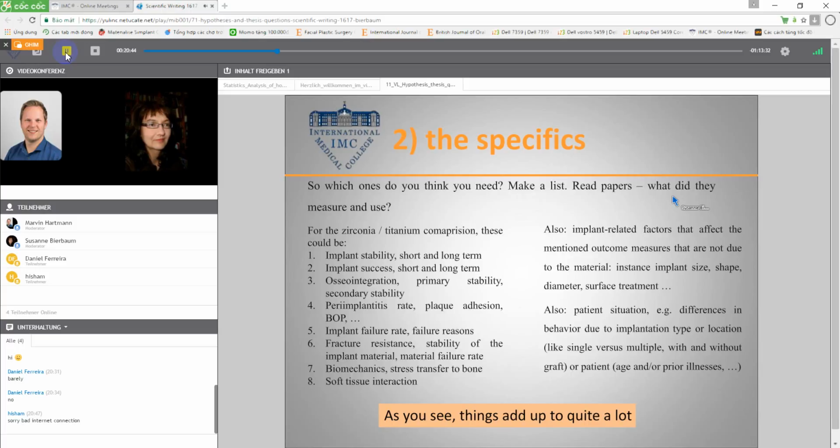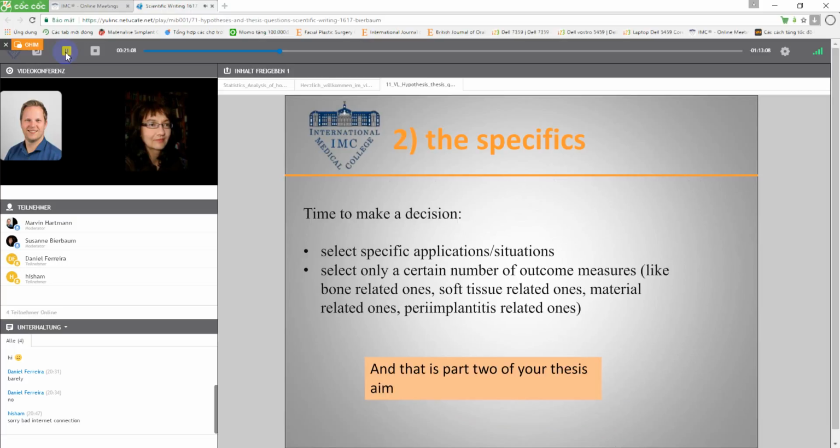Make it clear at the start what things can I look at, and what else might influence my outcome parameter that is not directly related to the initial question, namely which material is better suited. Anyway, as you see, things add up, even for such an initially quite simple question. That means at this point, it's time to make a decision.